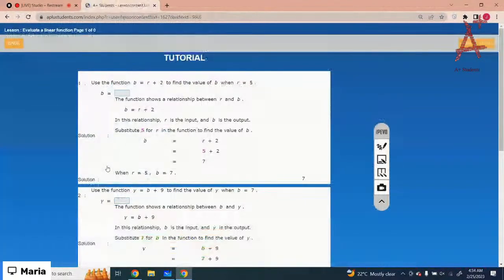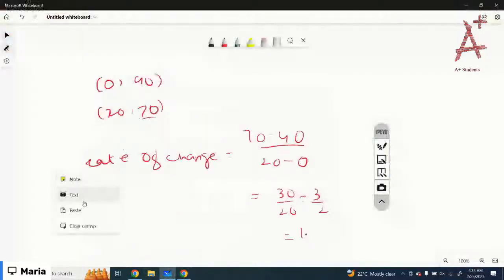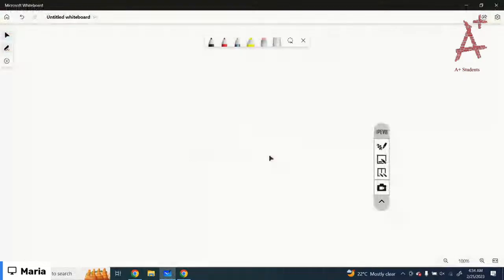Use the function b equals r plus 2 and find the value of b when r equals 5. Got it? So the linear function is b equals r plus 2. You have to evaluate the function for b when r equals 5. So just replace the r in the function and calculate the value for b. So it would be 5 plus 2. So 5 plus 2 is 7. Got it?